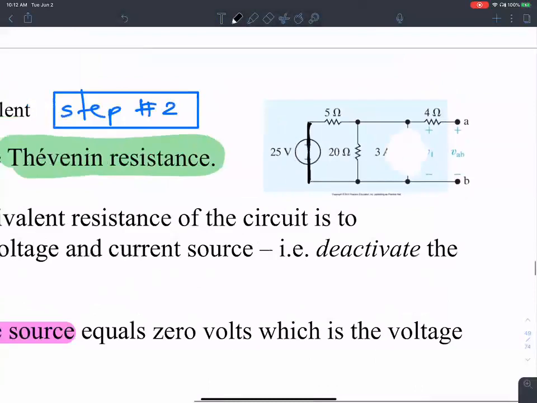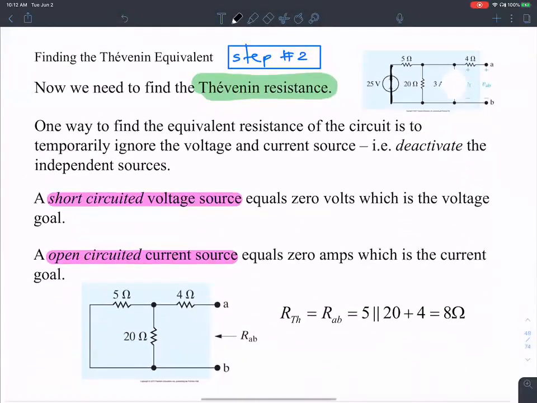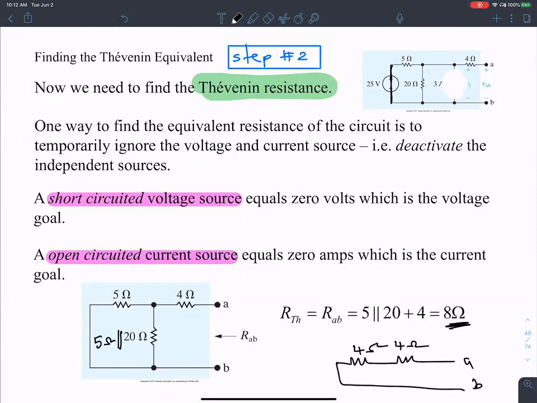Okay, the result is going to look like this. I short circuited the voltage source over there. The current source is open circuited here. So I'm left with a parallel combination of 5 and 20 in series with 4, which gives me a resistance of 8 ohms. Does that make sense? So 20 in parallel with 5 ohms will give me 4 ohms. So I have 4 ohms in series with 4 ohms, across A and B. That gives me RAB.